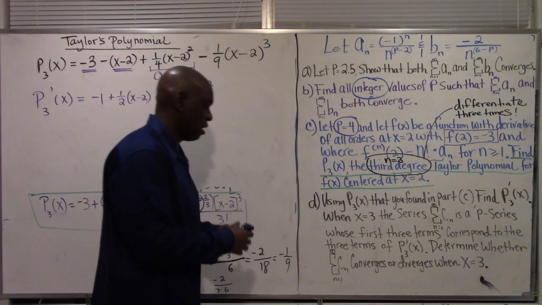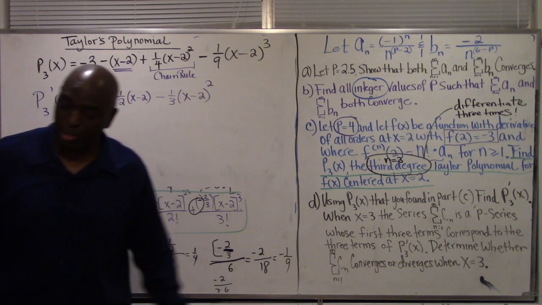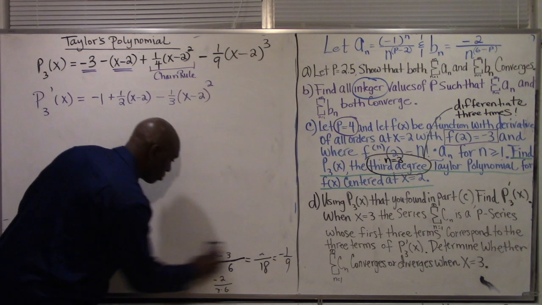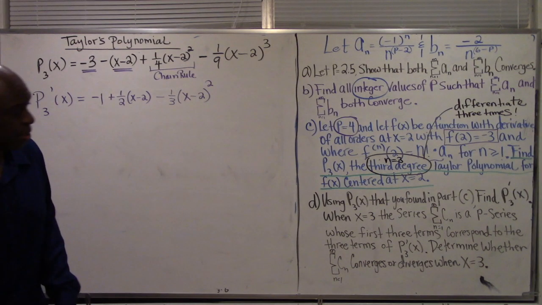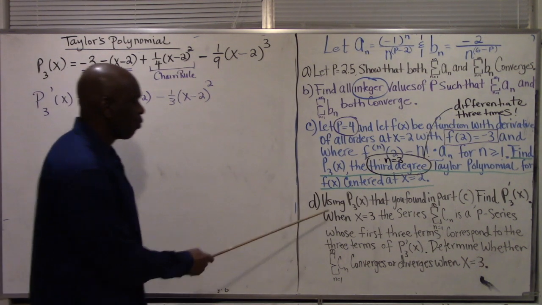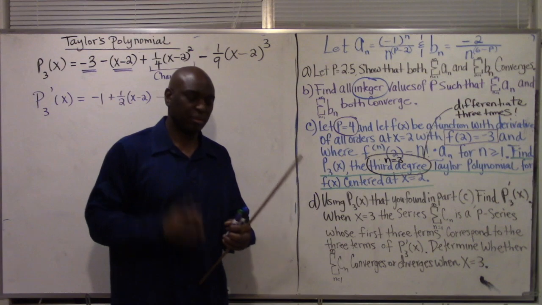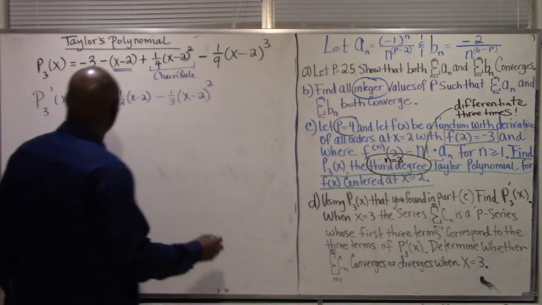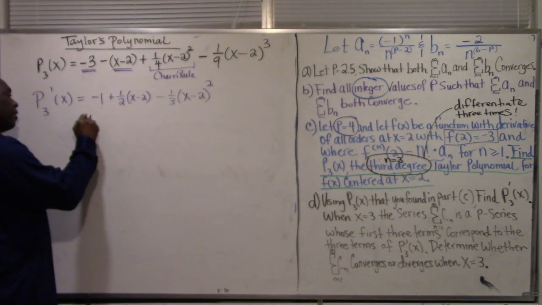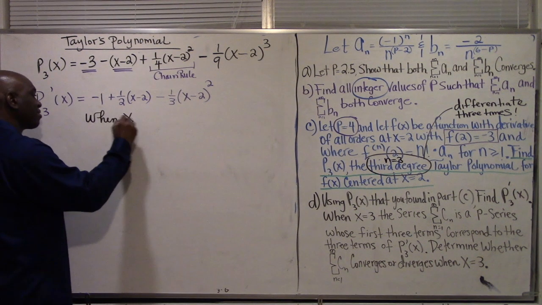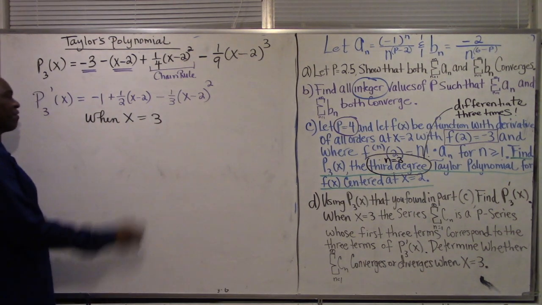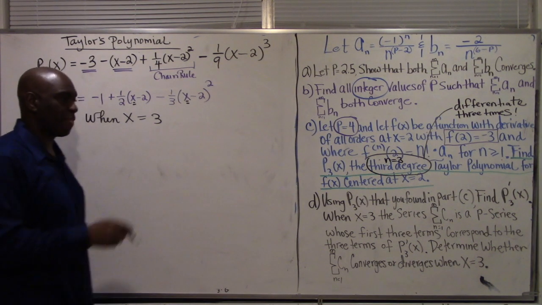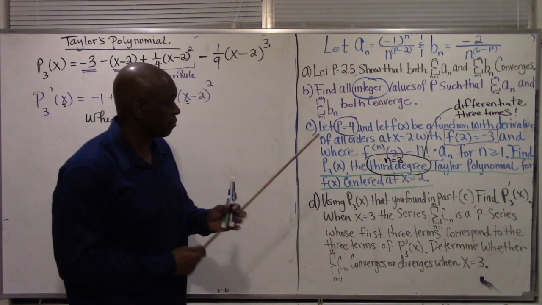Alright, so now I can erase the bottom. Let me get rid of all this. Goodbye. Now it reads, when x equals 3, that's critical. When x equals 3, I have an x right here, an x right there, an x right there. When x equals 3, let's read.